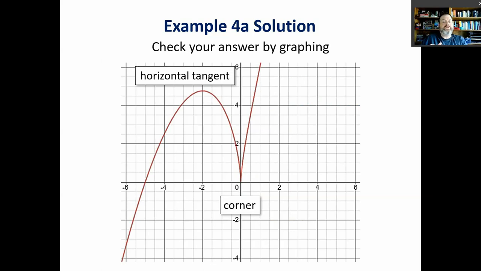You can check your answer by graphing. Graph the function and look what you get. t equals -2 is a horizontal tangent, a local maximum. t equals 0 is a corner. Some people call it a cusp. To me, there's really no difference between those two things. It's essentially a point of some kind. You can see that the derivative fails to exist there, but the function is continuous there, right? So those are the only places we're going to get local maximum or minimum values on a closed interval.